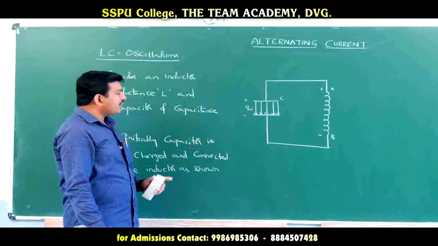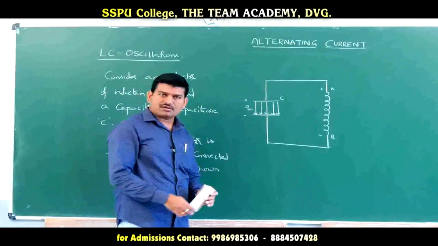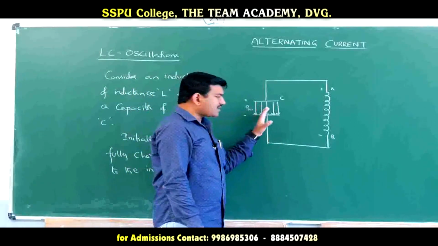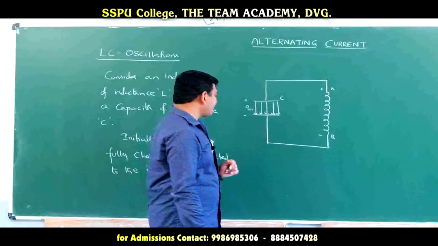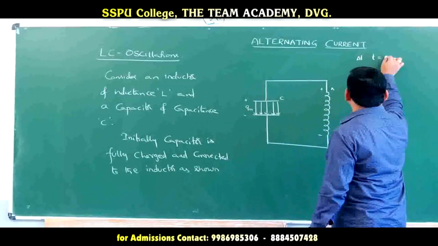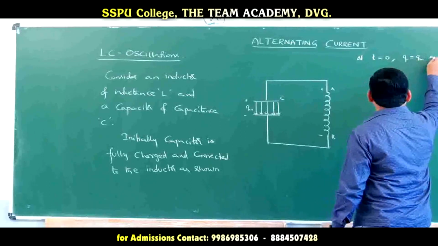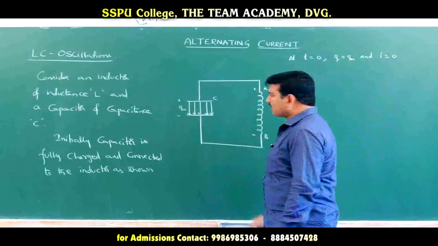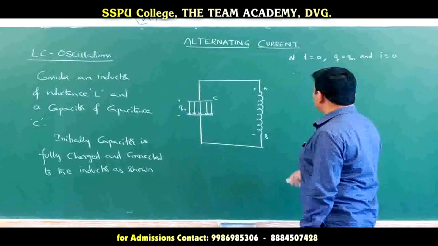At the beginning we have only electrical energy, but no magnetic energy, because at t is equal to 0 the capacitor is only charged and the inductor does not have any current. So at t is equal to 0, the charge on the capacitor Q is equal to Qm, and the current in the inductor I is equal to 0. Therefore, only electrical energy is stored.